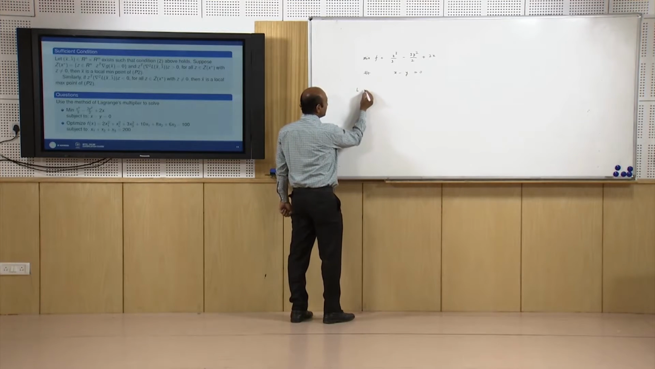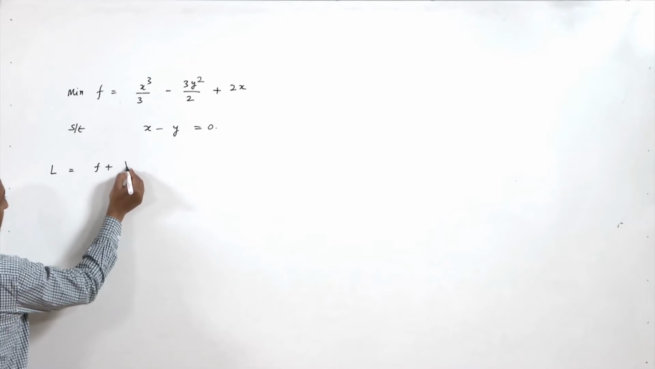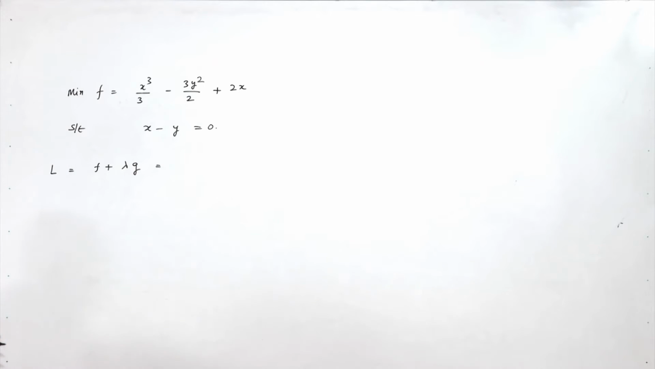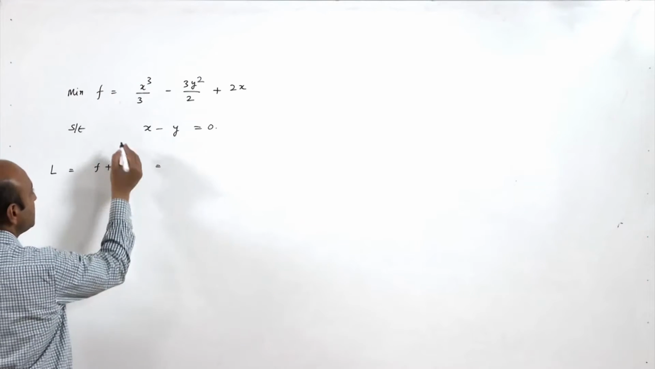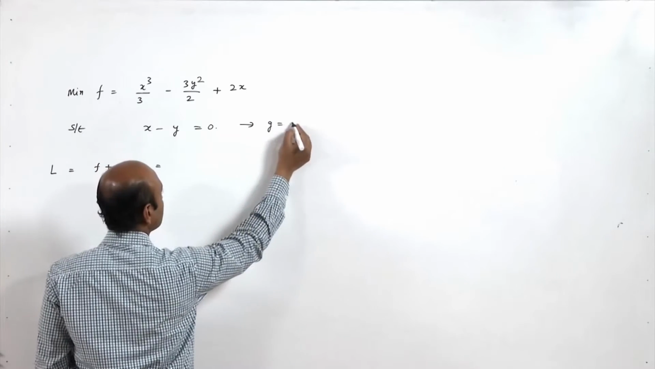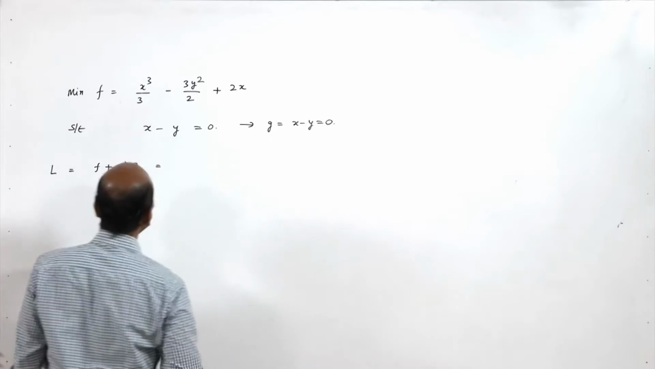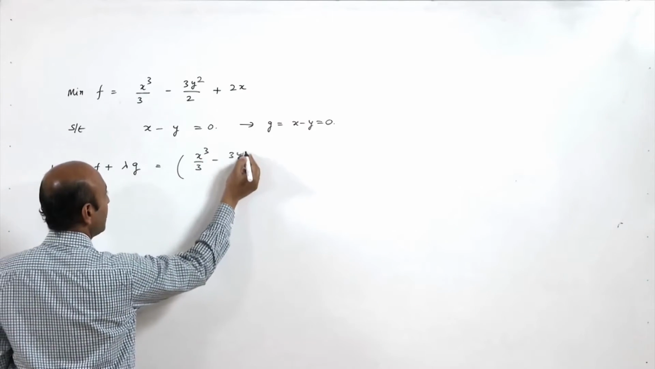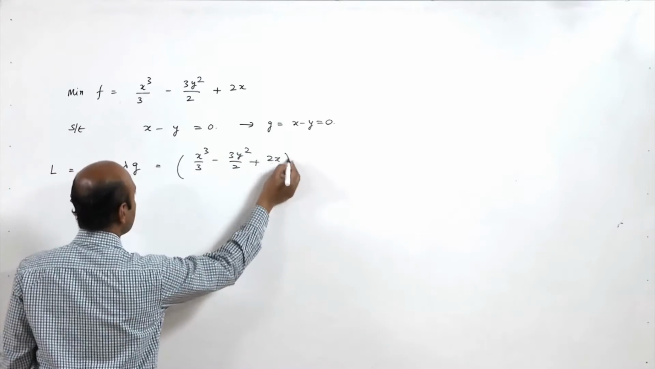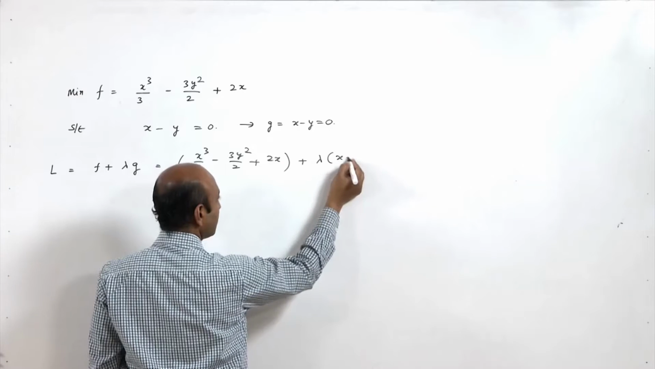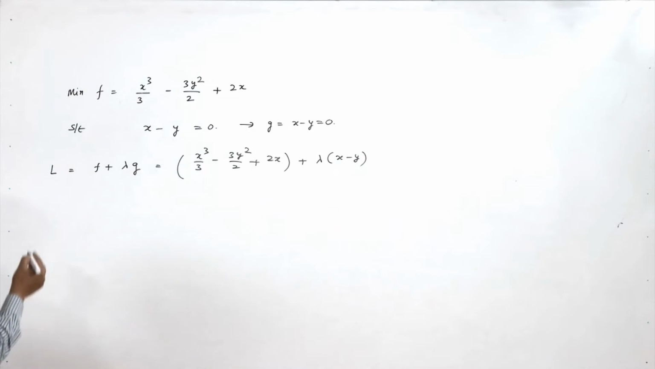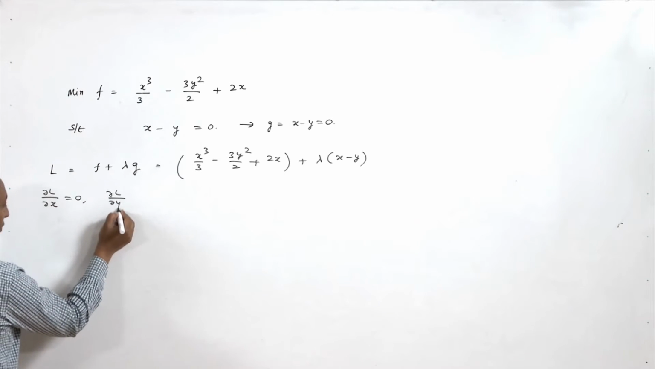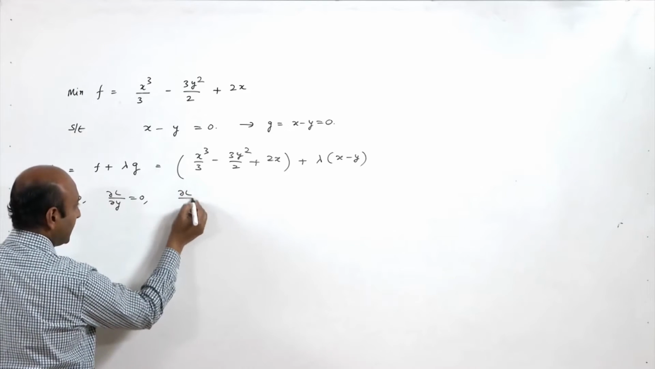So, we consider a Lagrange function L which is f plus lambda g, because only one constraint is involved. So, it is lambda into g. g is this constraint, g equals x minus y equal to 0. So, this is nothing but x cube by 3 minus 3y square by 2 plus 2x plus lambda times (x minus y). Now, we find del L by del x, put it equal to 0, and del L by del y, put it equal to 0, and del L by del lambda, put it equal to 0.